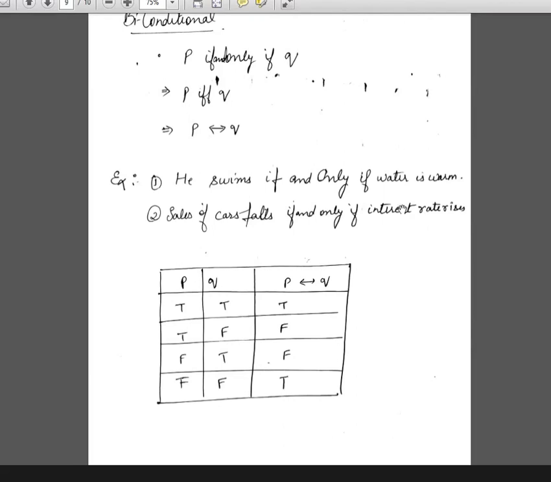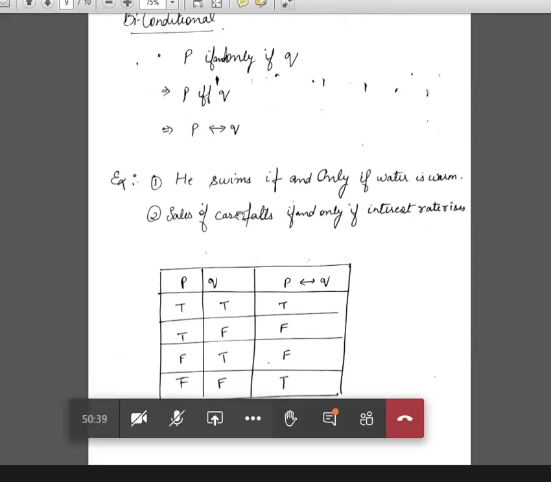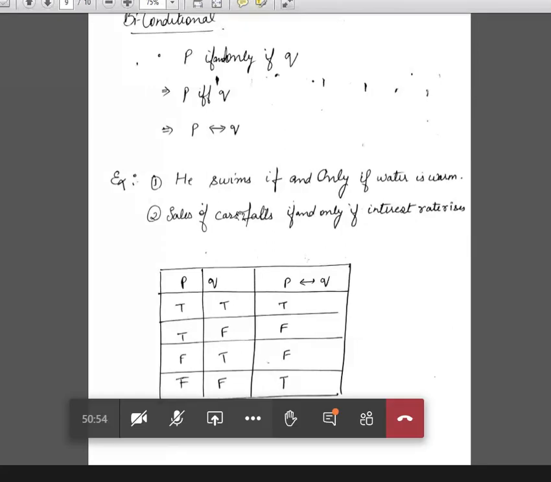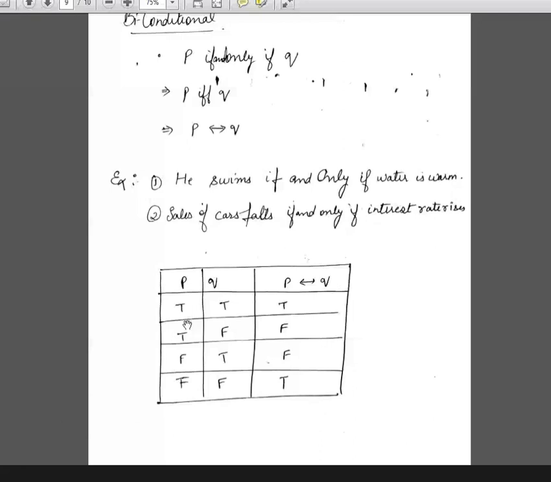So what is the main meaning? If P and Q have the same value, if both are true or both are false, then you will get the true value, otherwise it is false. Now look at the table here. P and Q, true and true, both are true, then the answer is true. Second, true false, both are not the same, so the answer is false. Same in the third, false and true, both are different, so the answer is false. False and false, both are the same, so it is true.